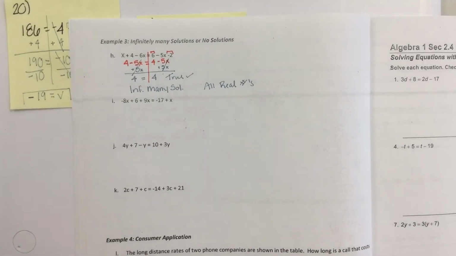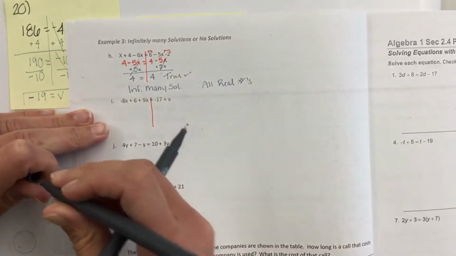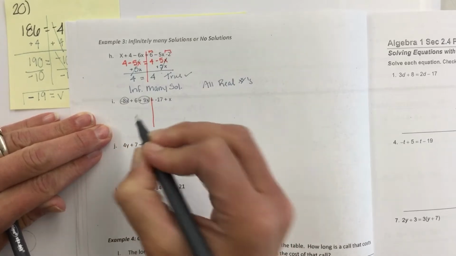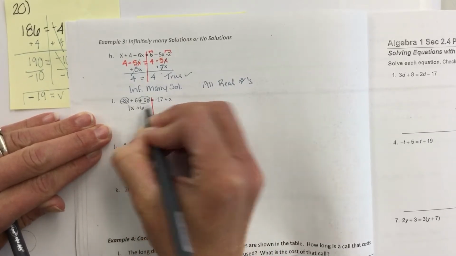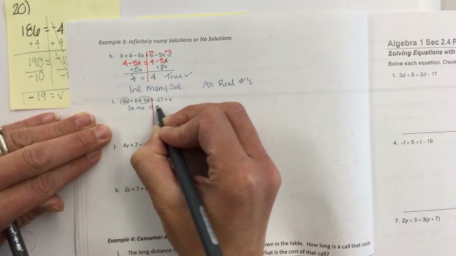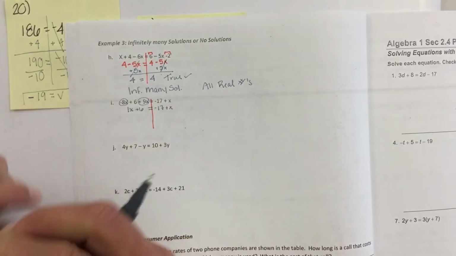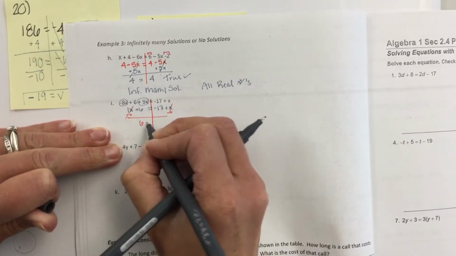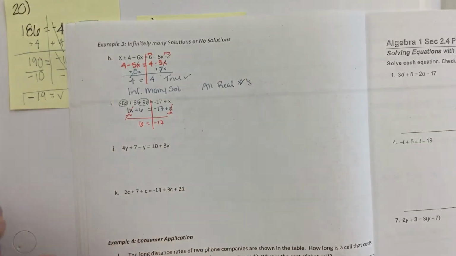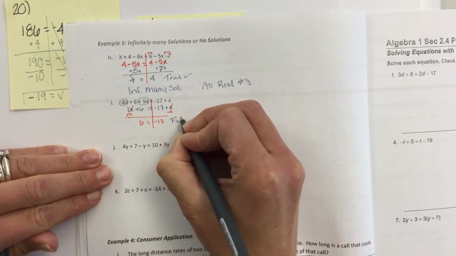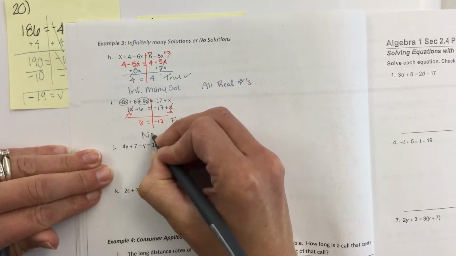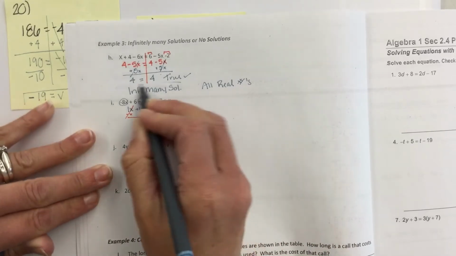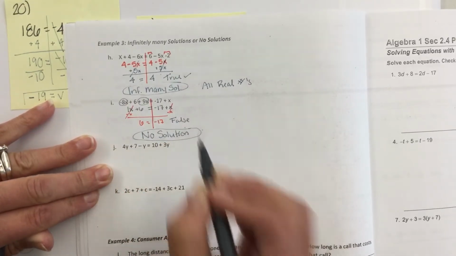Okay, let's look at the next one. Again, is there anything we can simplify? Well, sure. Negative 8x plus 9x gives me 1x plus 6. And then on this side, I have negative 17 plus x. Well, my x's are going to cancel out. And I get 6 equals negative 17. Is that true? It is not true. So this is a false statement. So this means that it's a no solution. You have to answer it either infinitely many solutions or no solutions. You can't just say true or false.